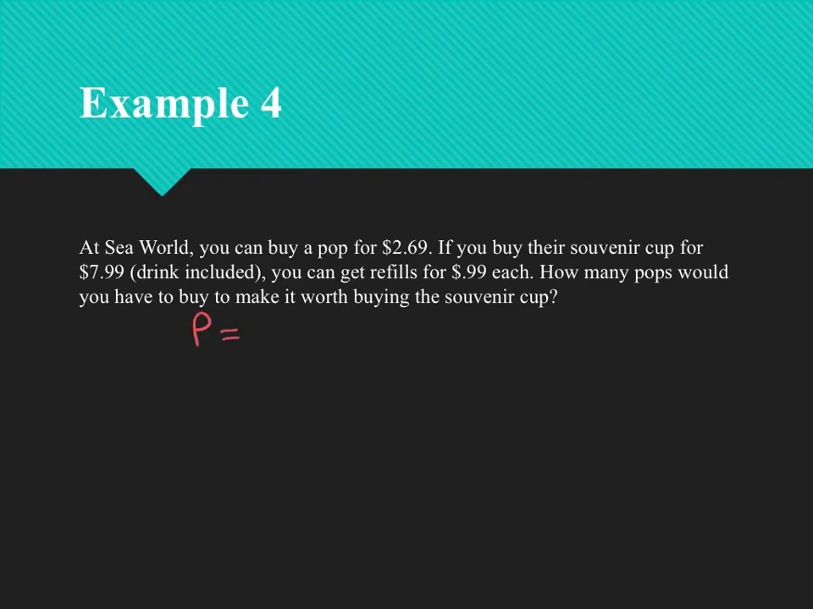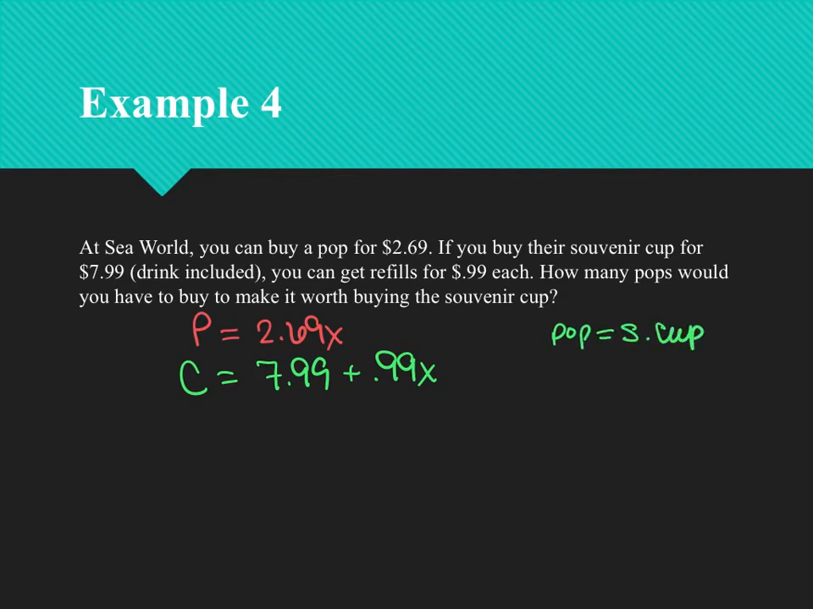So if you're buying just the pop itself, our cost is going to be $2.69 each. And if we're looking at the souvenir cup, I'm going to write C for cup. So our cup then is going to be $7.99, which is a one-time fee, but you have to pay 99 cents each time you fill it up. So when our pop equals our souvenir cup, we're going to set these two equations equal to one another.